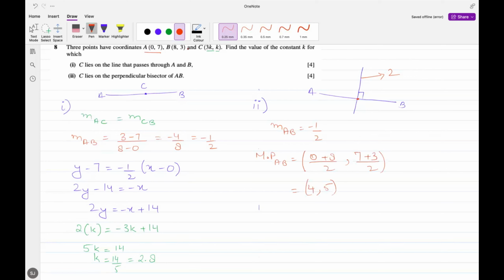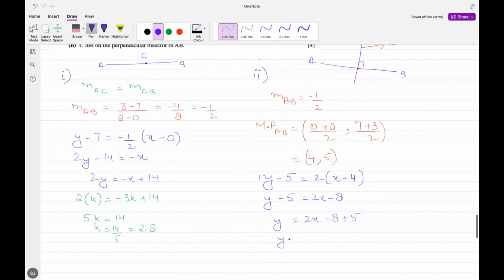To form the equation, we'll again use the formula y minus y1. So y minus y1, we can take as 5, is equal to 2 into x minus x1, which is 4. Simplifying this, we'll get y minus 5 equals 2x minus 8, or y is equal to 2x minus 8 plus 5, which is equal to 2x minus 3.